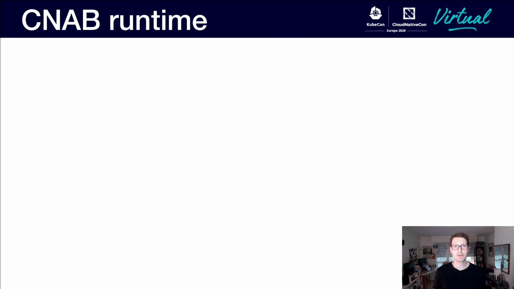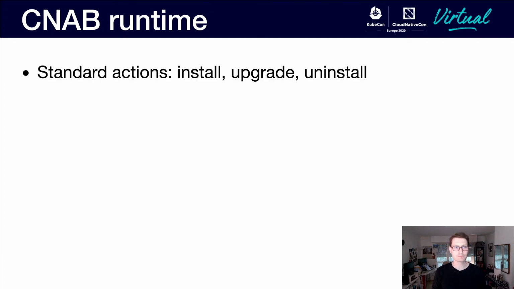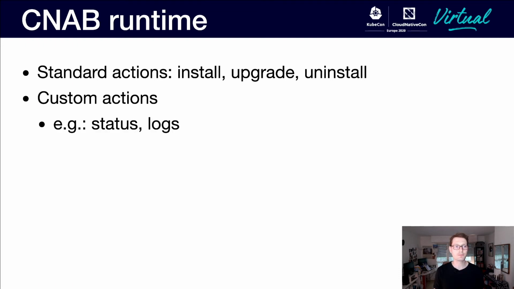The next part of the specification describes the CNAB runtime. The CNAB runtime includes 3 standard actions. These are install, upgrade, and uninstall. You can also have custom actions, though, for your application. So these could be things that are well known, like status or logs, and they can be stateless or stateful.